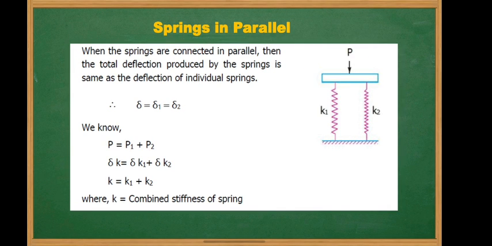Springs in parallel. When the springs are connected in parallel, then the total deflection produced by the springs is the same as the deflection of each individual spring. So here delta is equal to delta 1 is equal to delta 2. As we know, P is equal to P1 plus P2, therefore delta K is equal to delta K1 plus delta K2, that is K is equal to K1 plus K2, where K is the combined stiffness of the spring.